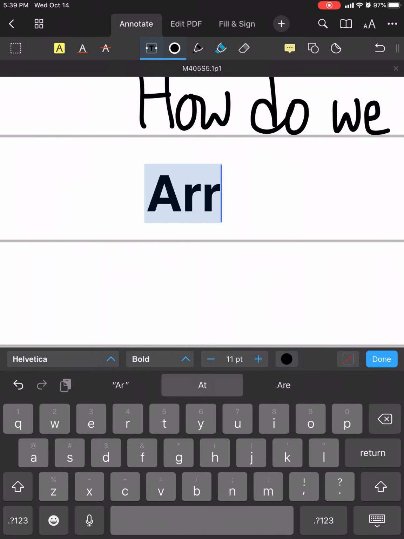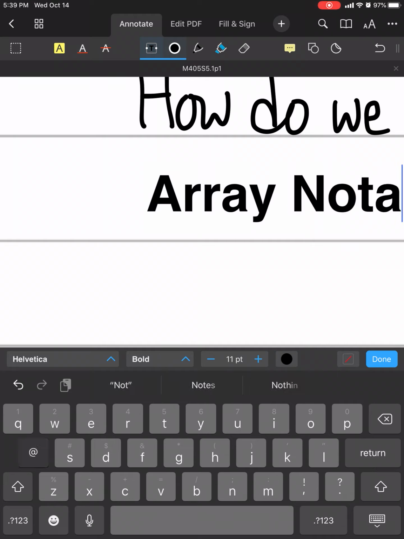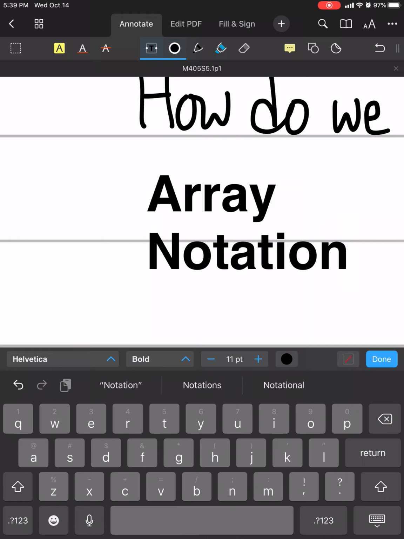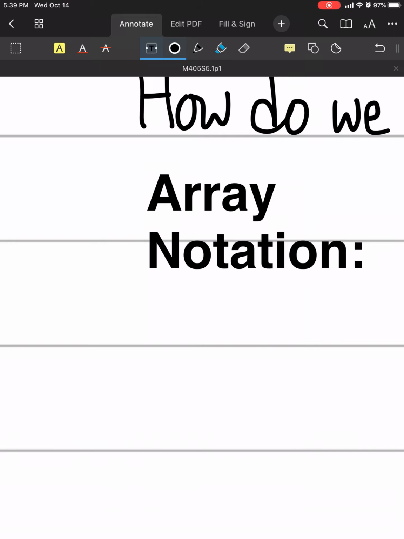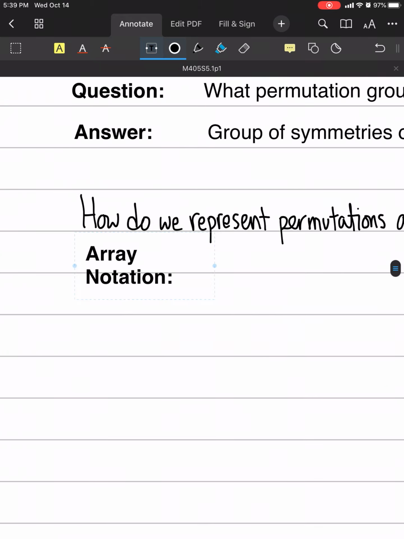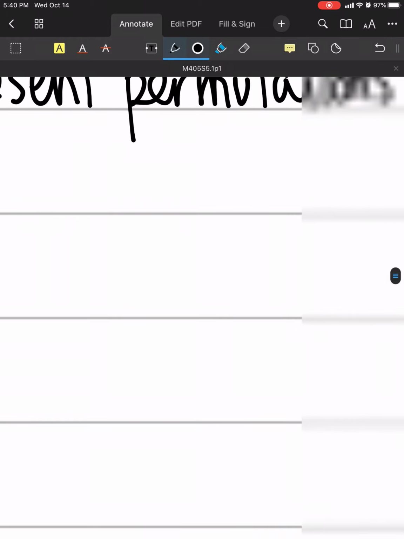And I'm going to put it in as a type of notation because we will have others, or at least one other. So we're going to start off with what we call array notation. There we go. Array notation. Now we will have something else. The next notation we're going to talk about is what we call cycle notation. But let's take a look at how array notation works.